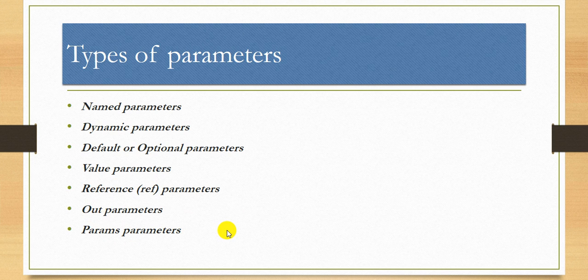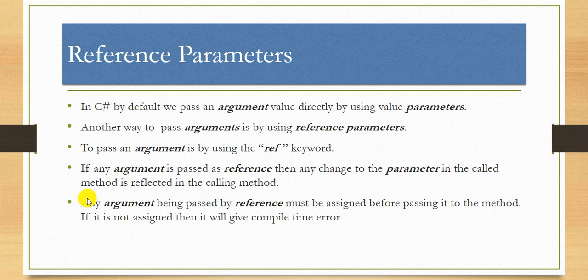So let's get straight into it. So first I'll be talking about reference parameters. So in C# by default we pass an argument value directly by using value parameters. You'll already be familiar with what a value parameter is because I've explained that in my last video. So another way to pass arguments is by using reference parameters.